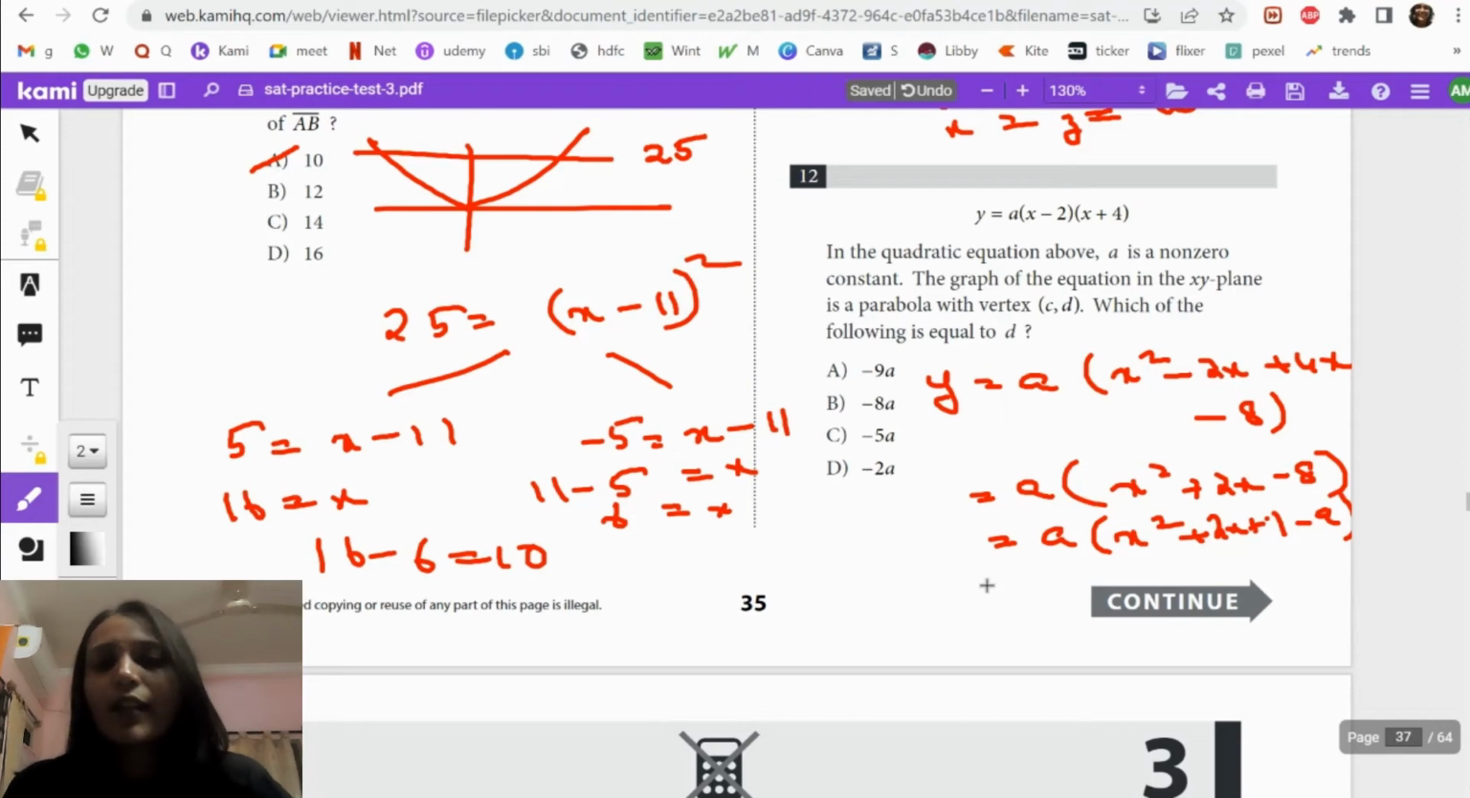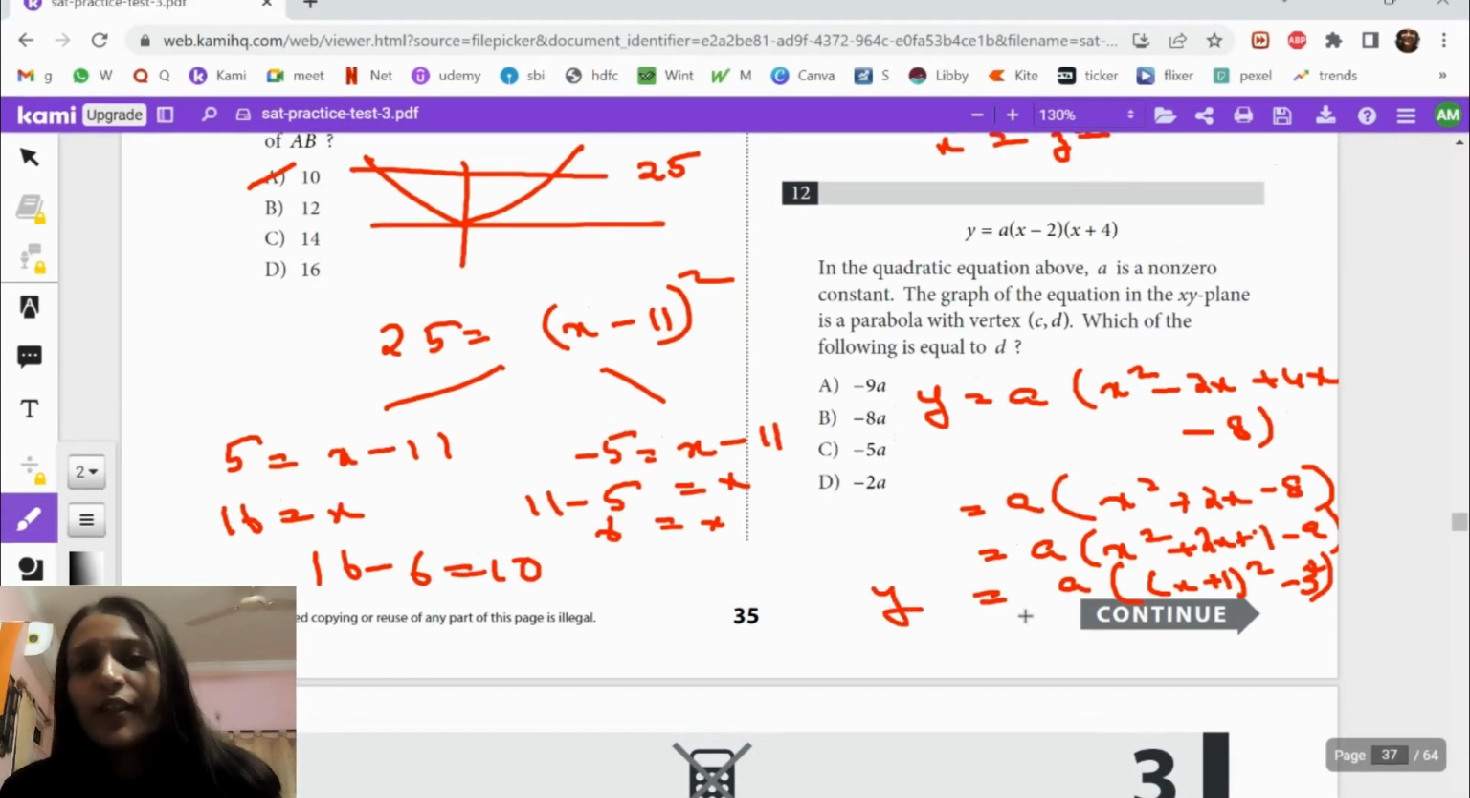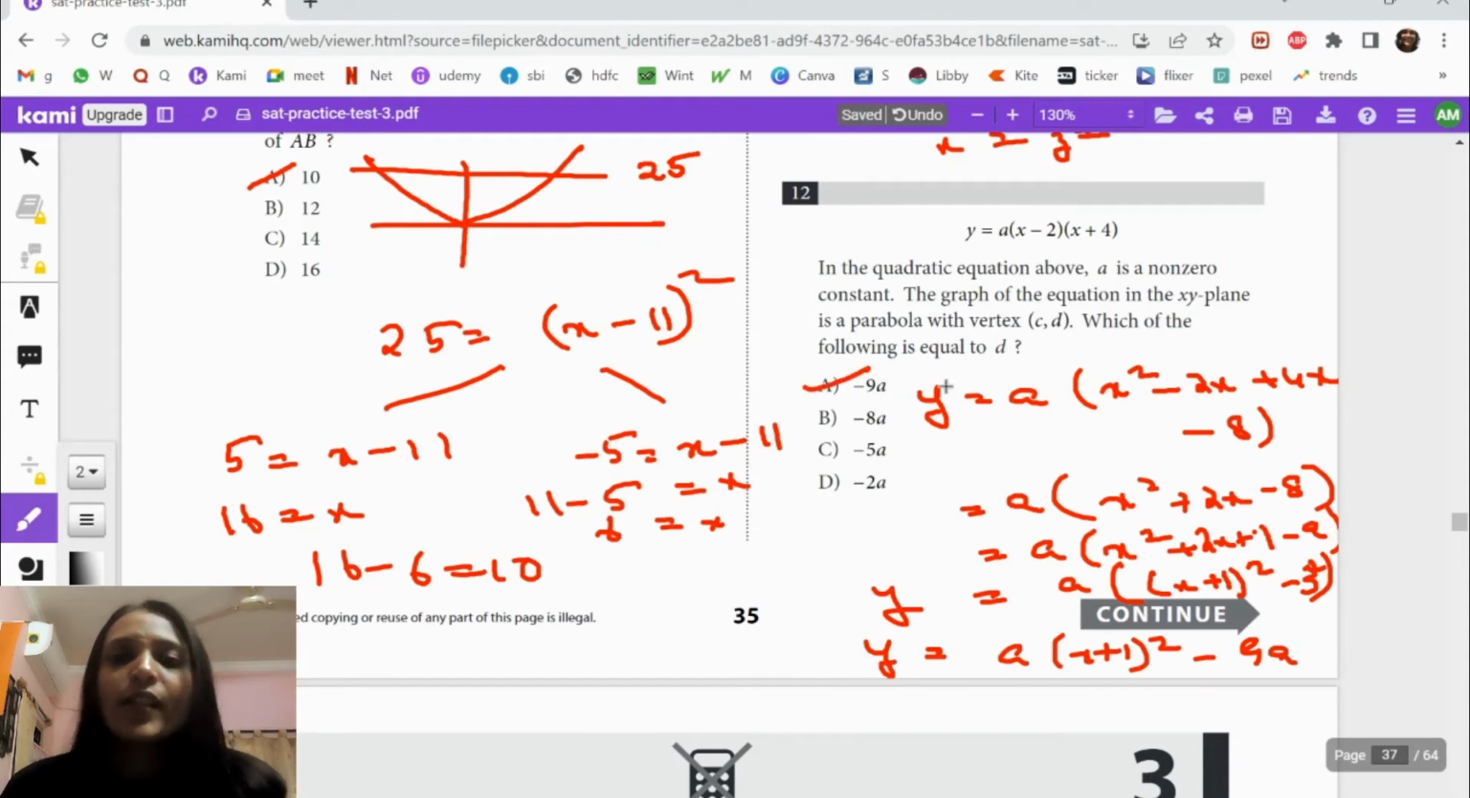I'm just adding and subtracting 1. So this can be written as a into (x plus 1) whole square minus 3 whole square. So to convert this into the parabola form, we just have to write it as y is equal to a into (x plus 1) whole square minus 9a. So our value of d is going to be just 9a.